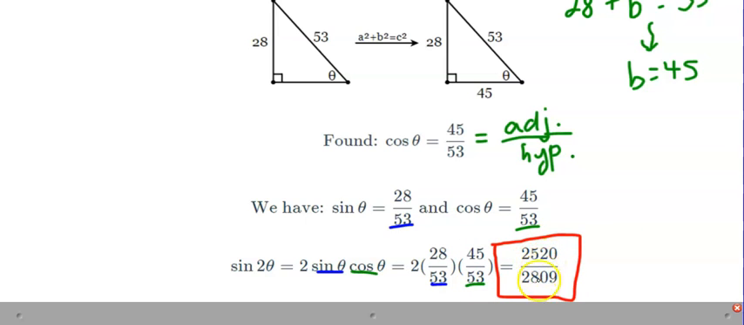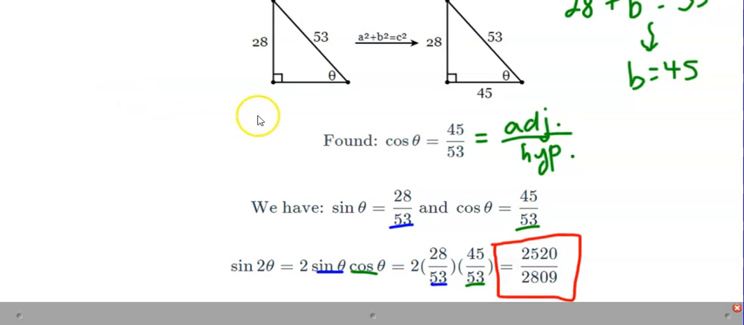Again, if you have a number multiplied with the fraction, just multiply it with the numbers on top. So 2 times 28 times 45 gives us 2520, and 53 times 53 gives us 2809. And that is the answer to this problem.